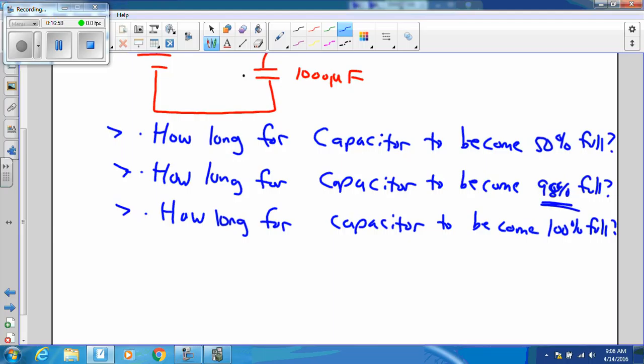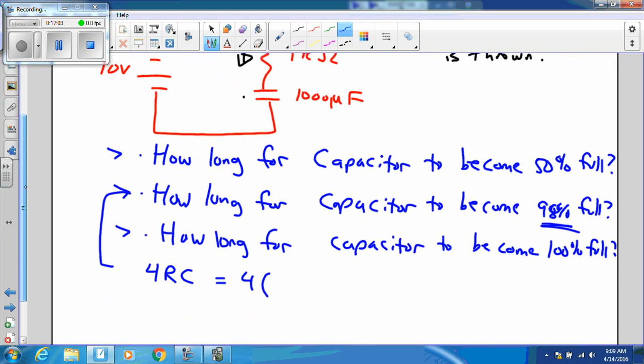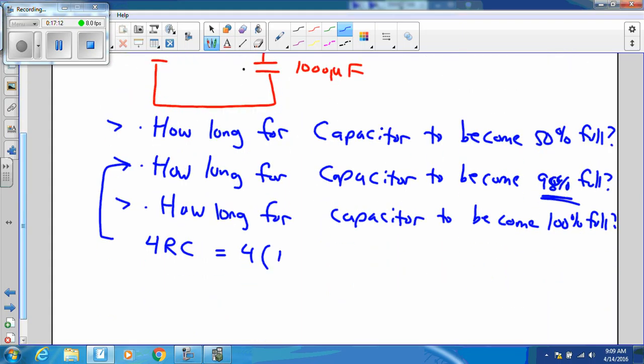The middle question is the easiest because this 98% is our magic number, which is the 4-time constant number right there. So for the middle question, we're going to appeal to our 4RC rule. The time constant itself is going to be 1 kiloohm, 1,000 ohms, times 1,000 microfarads. And 1,000 times 1,000 is 10 to the 6, times 10 to the minus 6 is going to be 1, and an ohm times a farad, believe it or not, is seconds.